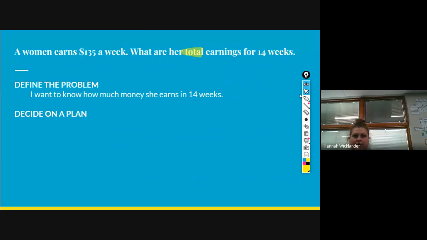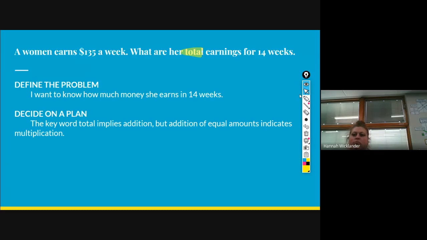I am going to use multiplication for this because I'm adding multiple amounts. So I'm adding 135 14 times. So I could add it multiple times and get the same answer, or I could multiply it to do the math quicker. So I'm going to choose to multiply. So I'm going to multiply 135 by 14, and I get an answer of 1,890.